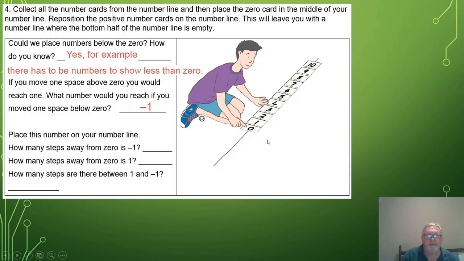Now, how many steps is it from 0 to -1? Well, it's one step, isn't it? Just the same, how many steps is it from 0 to 1? It's one step. So what you need to now tell me is how many steps is it from 1 to -1? How many steps would that take? And I think you'll realise the answer is 2. 2 steps to travel that distance.